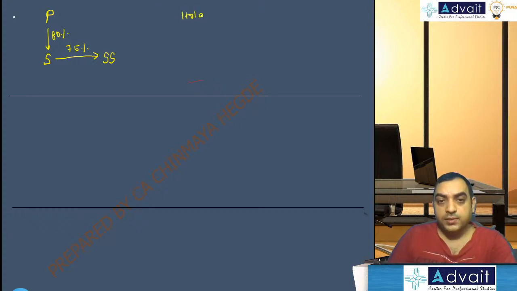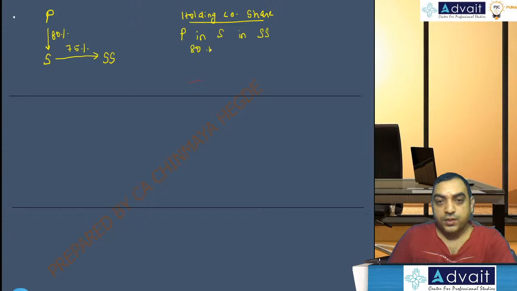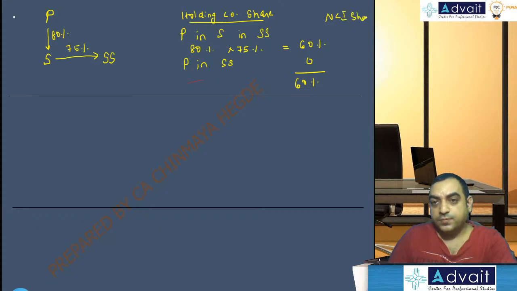I told you, holding company share is computed in two ways: one indirect holding, the other direct holding. That is P in S in SS, which is 80% multiplied by 75%, which comes to 60%. Then P in SS directly, that is not there, 0. So total 60%. Obviously the remaining NCI share will be 40%. So 60% and 40%.